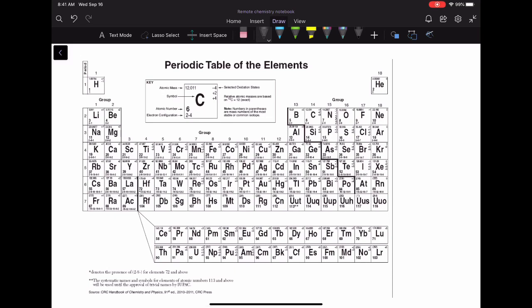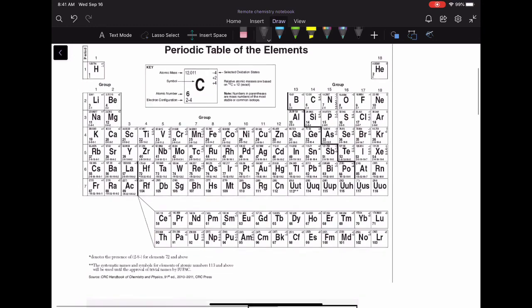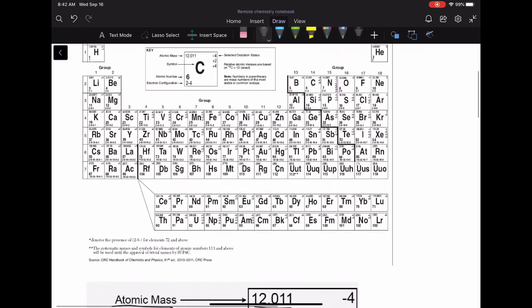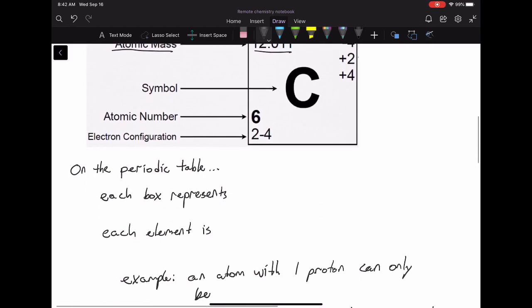So you're going to see, it may seem a little bit overwhelming, but each one of these boxes just represents a different element. There's 118 of them. And within each of those boxes, you're going to see some numbers. And so we're going to talk about what those numbers mean here.